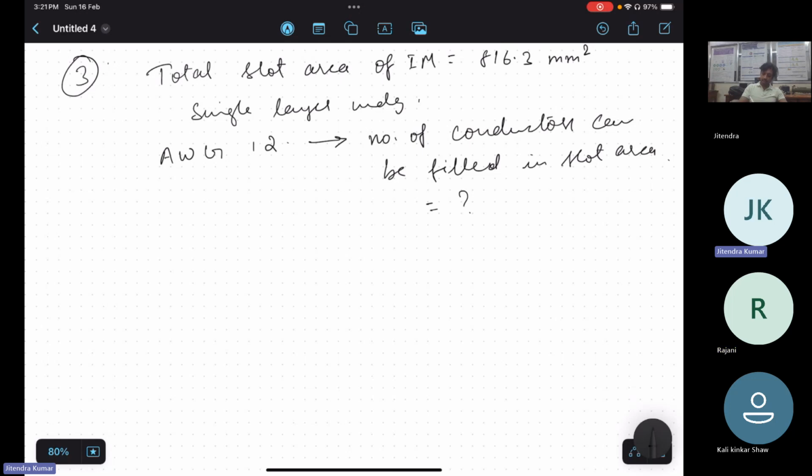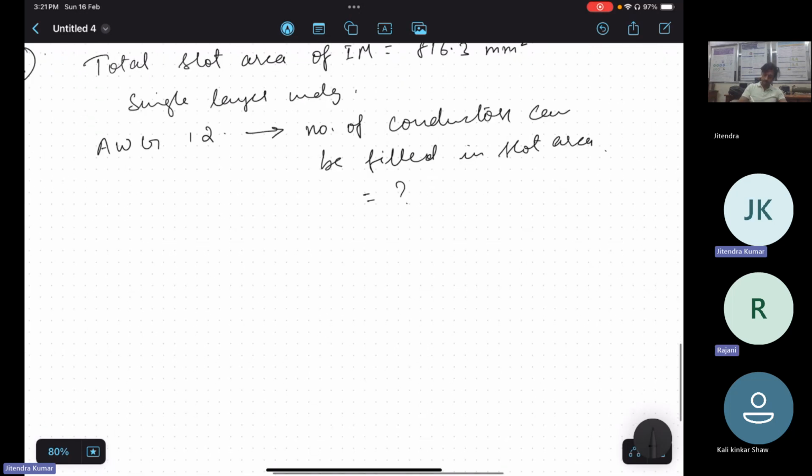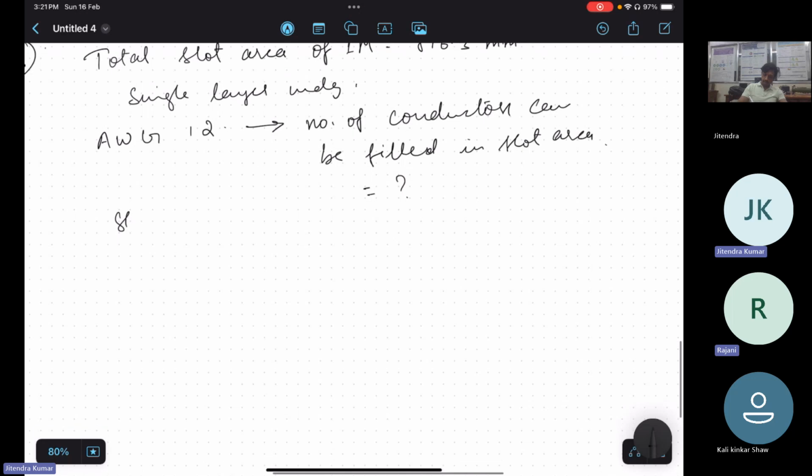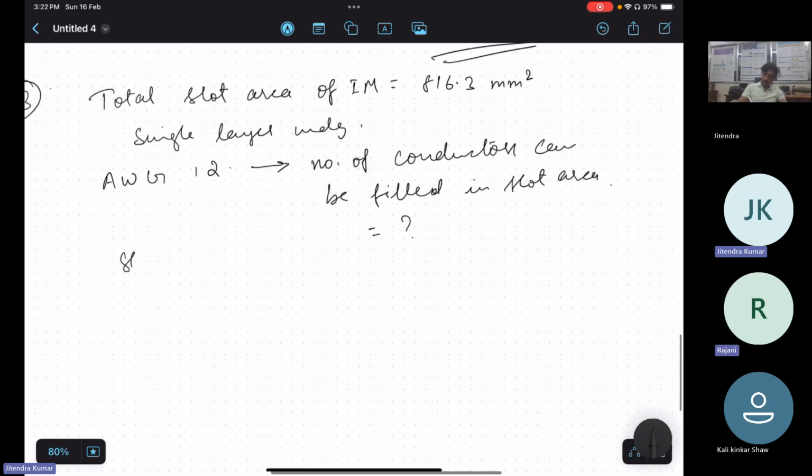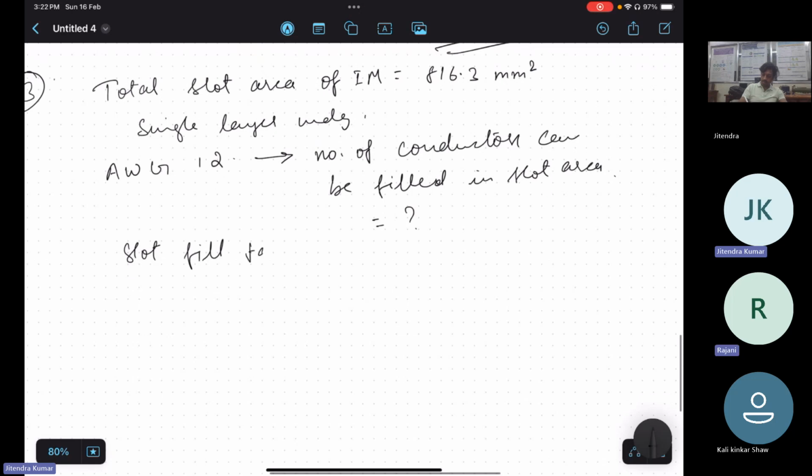And slot fill factor we also have to consider here. So how much is the typical slot fill factor for round conductors? 40 to 45%, sir, but in this problem it is mentioned 0.5. Okay, so that's all about this problem, and we have to find out how many conductors could be filled in the slot area.